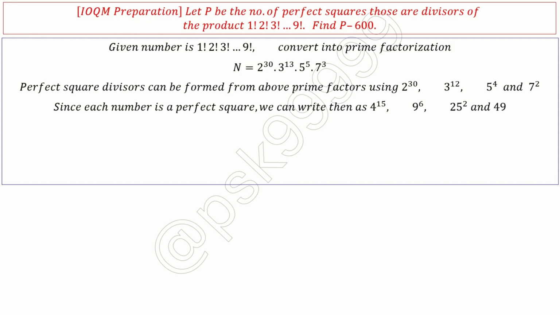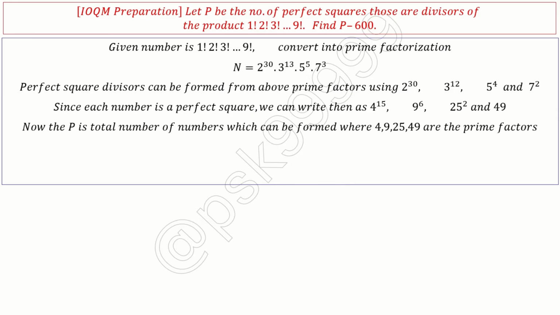So 3 square, if I take out, I am left with 9 to the power of 6, 25 square and 49. Now these are my numbers with which I can form a perfect square. Other things I will just leave out. So my new number should be formed from 4, 9, 25 and 49 with the powers given.